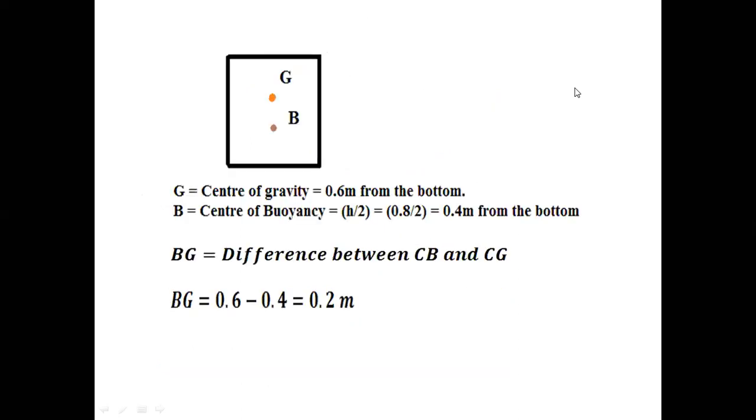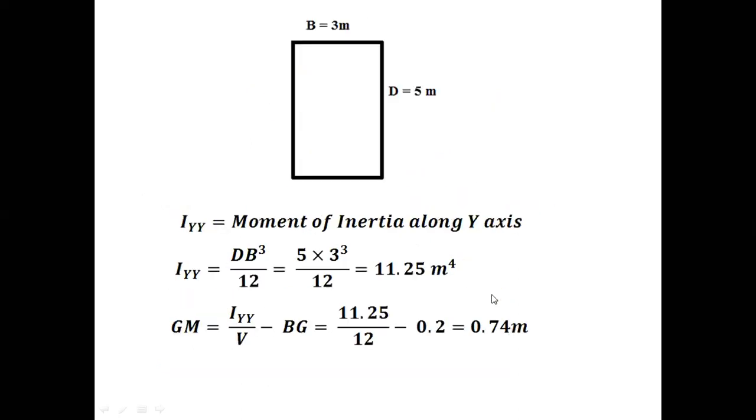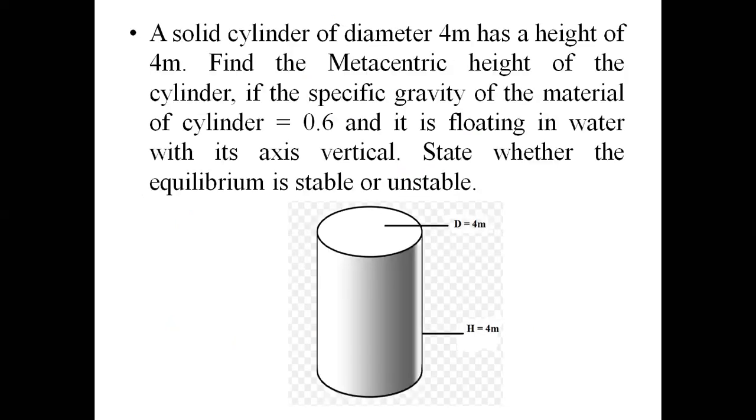In this problem, we have got the GM value as positive. If they ask you to determine or comment on the equilibrium condition, we can say it is a stable condition. So another example is, I have taken a solid cylinder.